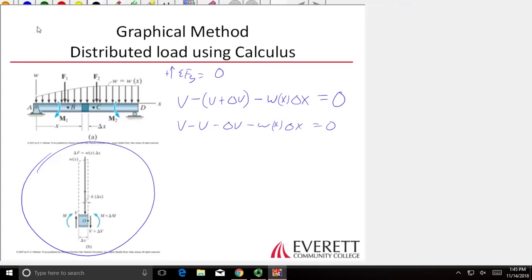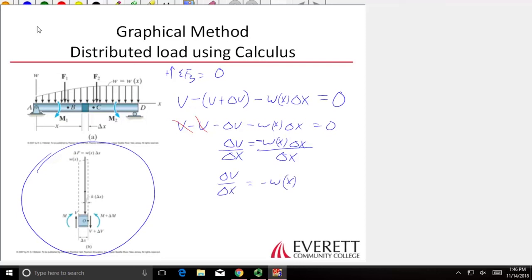Notice that these two cancel, and we end up with negative change in shear. It's going to be equal to wx delta x. And then I'm going to divide both sides by delta x. I'm going to put the negative on the other side, and we end up with delta shear over delta x is equal to negative wx.